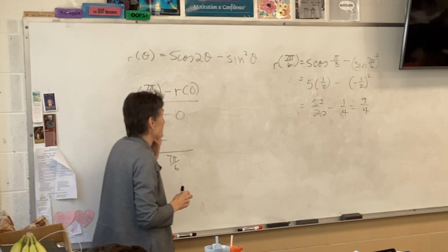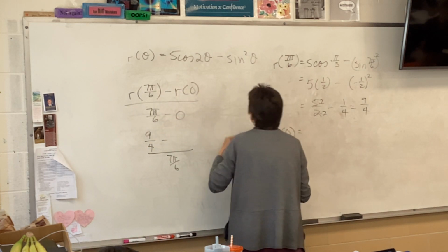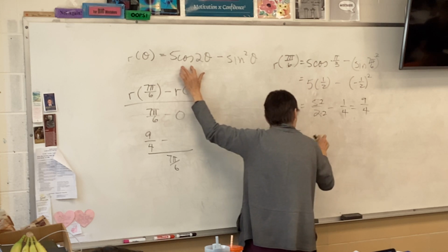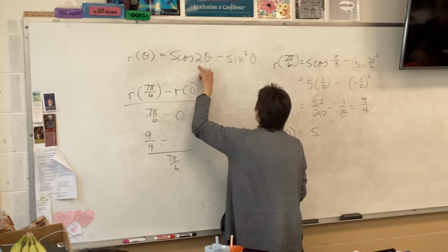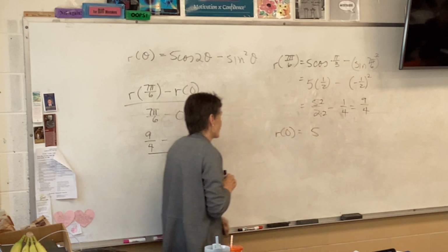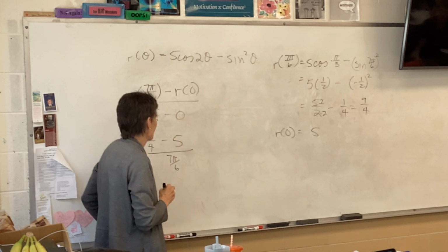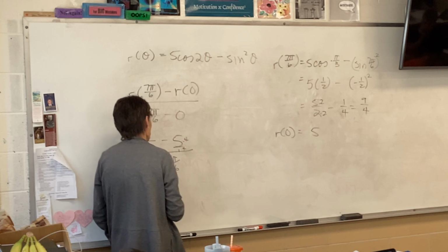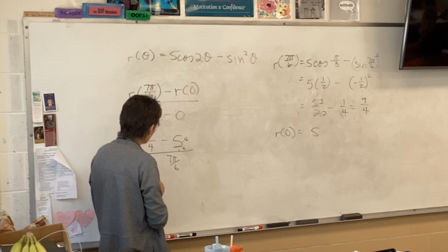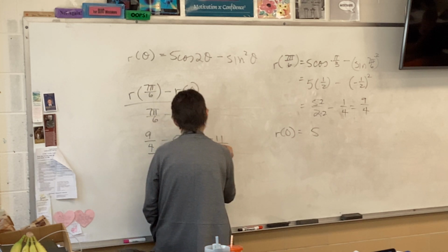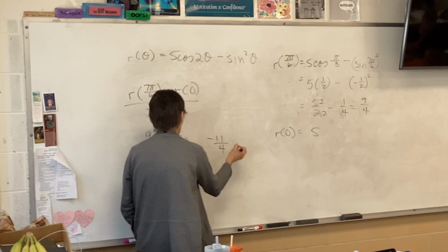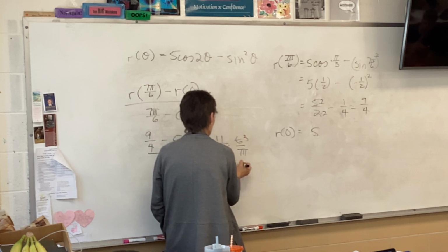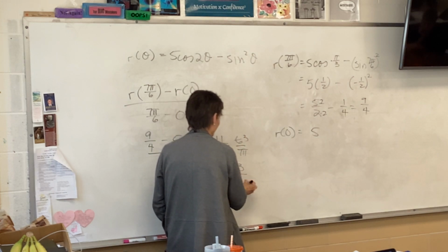Now I'm going to find r of 0. So what's the cosine of 0? 1. Times 5, that's going to be 5. What's the sine of 0? So that's just minus 5. So the common denominator here, that's going to be negative 11 fourths, did I subtract right? Times 6 over 7 pi. I got negative 33 over 14 pi.